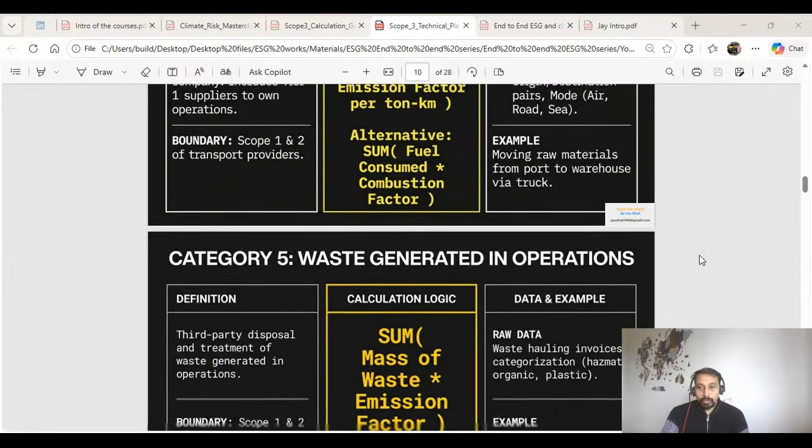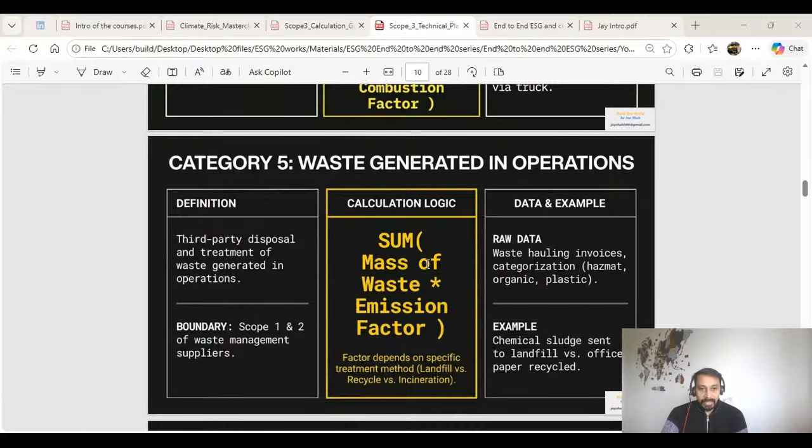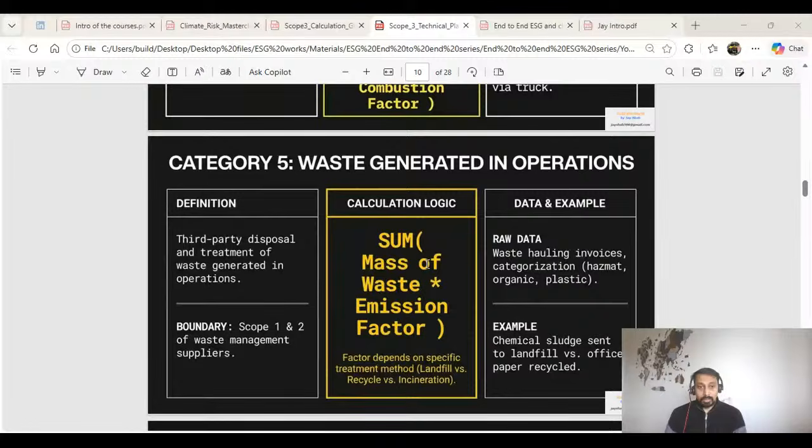Then category 5, a very important category, includes the disposal and treatment of operational waste. Waste management teams usually have a lot of data to calculate this. If you don't have a waste management team, you can still calculate the waste generated in operations and how much emission has been generated under this category.